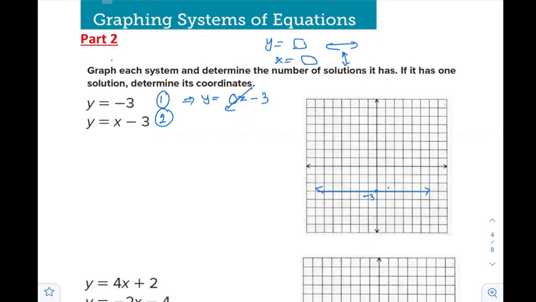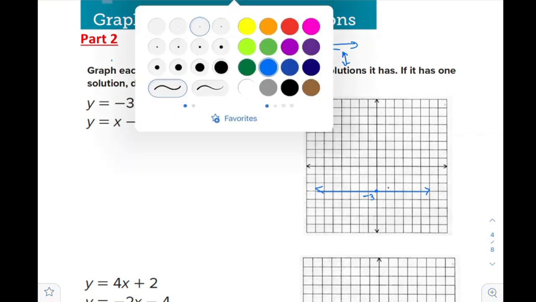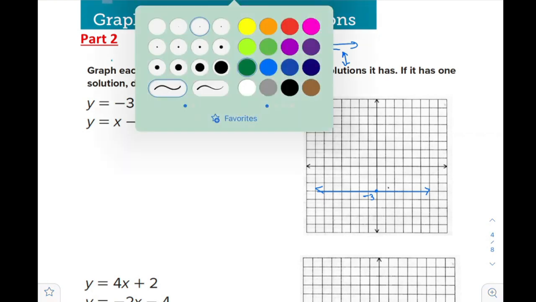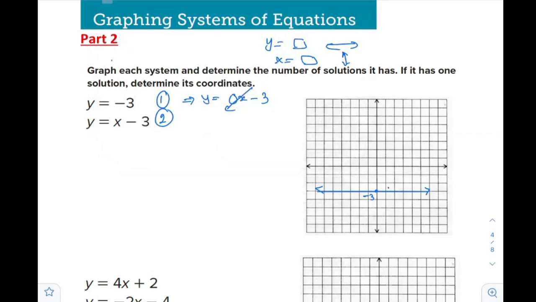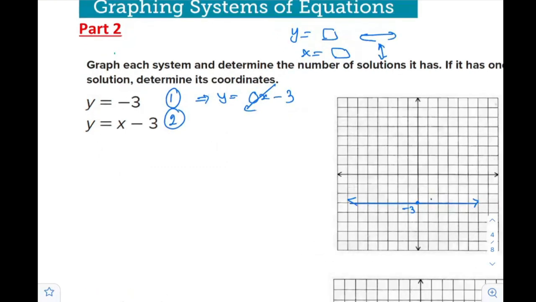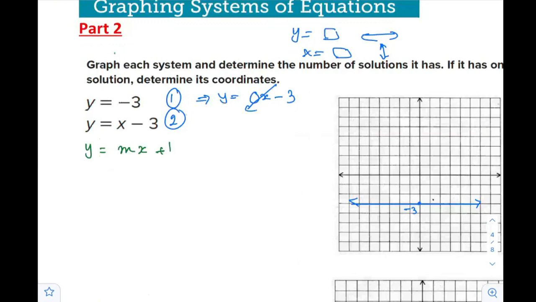The second equation, let's change the color to see properly. Y equals x minus 3. If you compare it with y equals mx plus b, then your slope is 1, your y-intercept is minus 3. When you graph, you are free to choose the way you graph, the way you like.